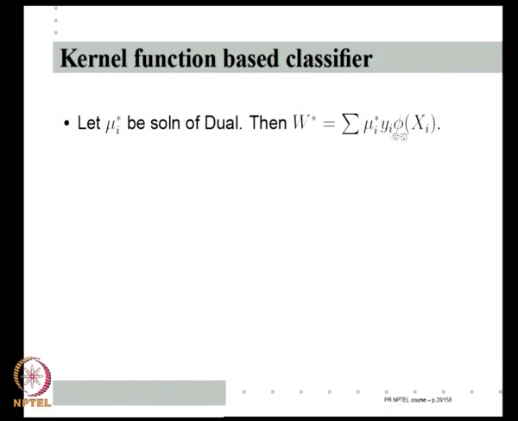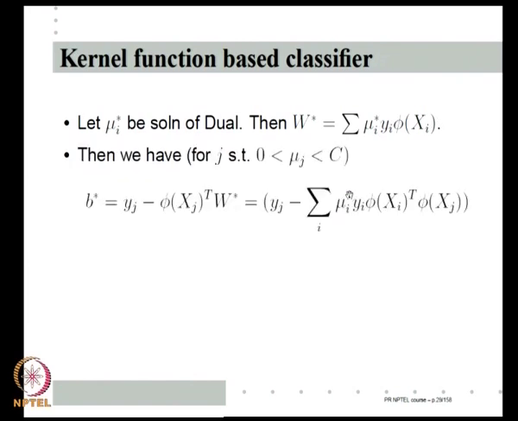Then we know W star is mu i star yi phi xi, right, because it is a linear classifier of the Z domain. So, it is mu i star yi Zi, which is same as mu i star yi phi xi. Now, first let us see how I can get B star. I know B star is Yj minus Zj transpose W star for an appropriate j. Now, Zj is phi xj.